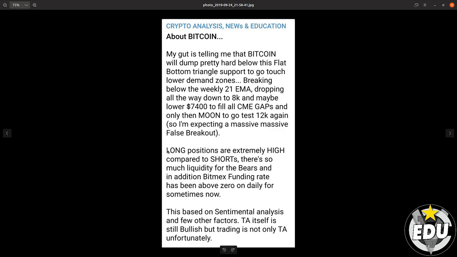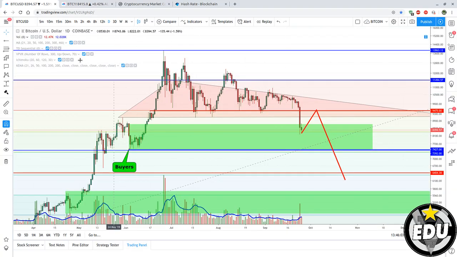That's more sentiment analysis that made me think about a massive drop. Long positions were just so crazy high. High long positions can mean a loss of liquidity for whales to short, and that's what happened. And then in addition, the BitMEX funding rate has been above zero on daily for some time now. This was also a very important thing.